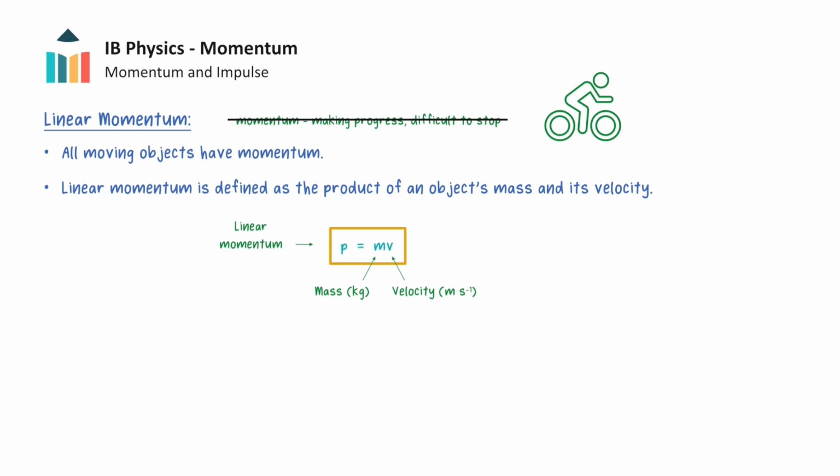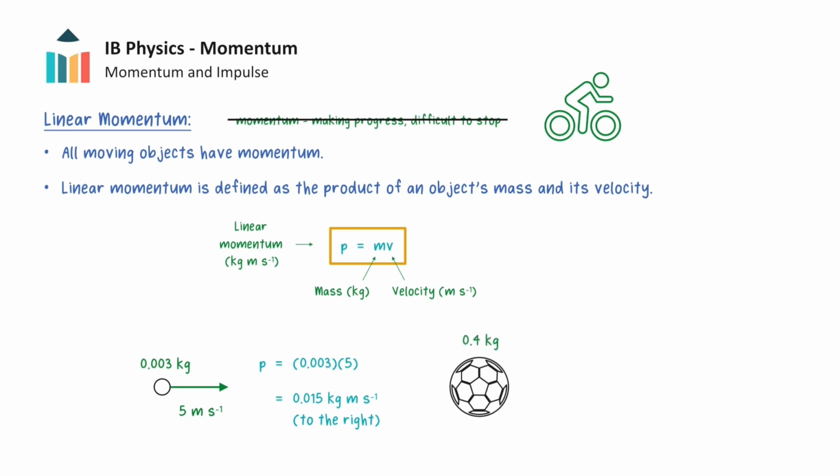Using the units of mass and velocity, it follows that the unit of momentum will be kilogram-meters per second. For example, the momentum of a table tennis ball with mass 0.003 kilograms and velocity 5 meters per second to the right will have a momentum of 0.015 kilogram-meters per second to the right. Now compare this with a heavier football of mass 0.4 kilograms with the same velocity, and this will have a momentum of 2 kilogram-meters per second.